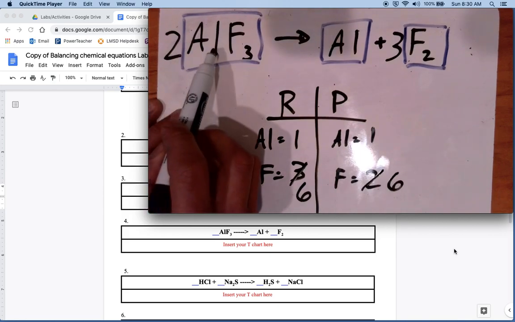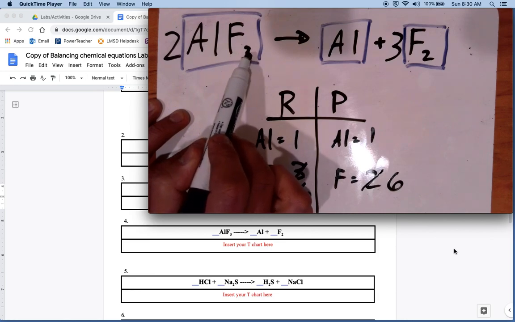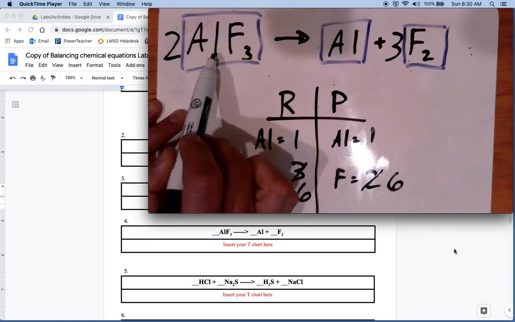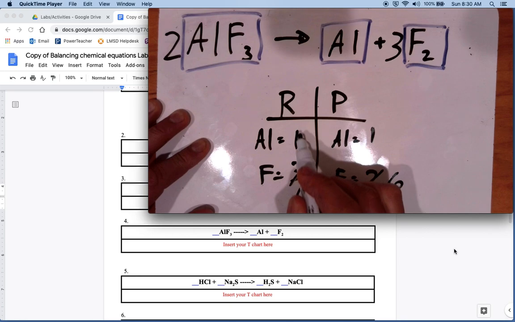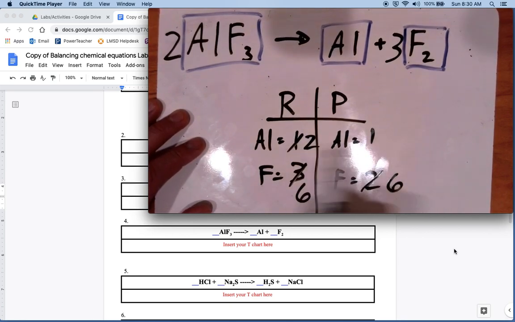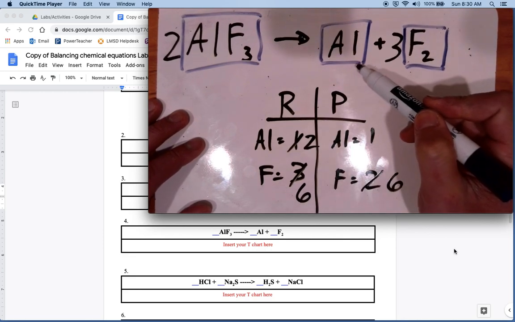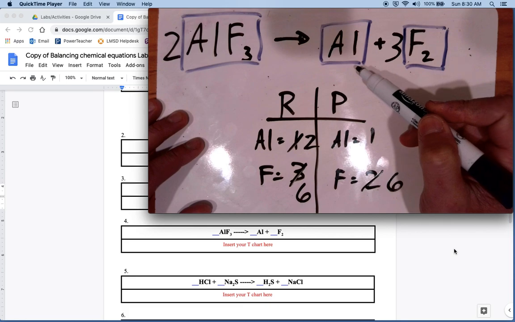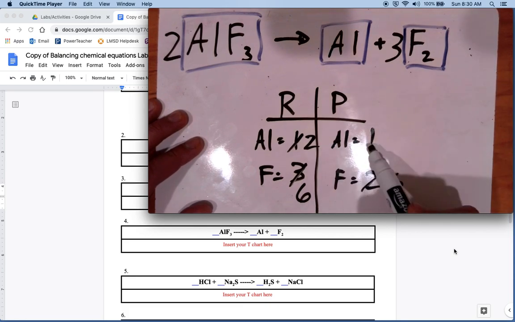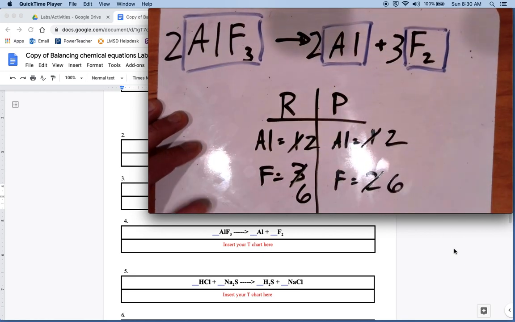Now here's the thing though. When I put a 2 right here, I don't just multiply F inside this box. I also have to multiply 2 by what's there for aluminum. So I kind of mess up my aluminums over here. Now instead of them being equal, it's not balanced. But the aluminum on the product side is easy for me to fix, from 2 to a 1. So I just need to make this into a 2. I just multiply this by 2. And there you go.